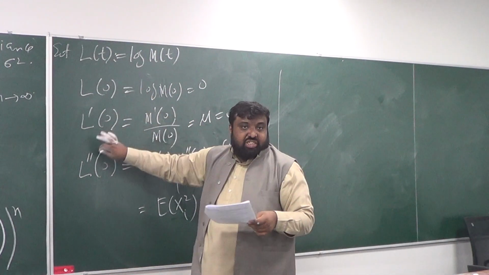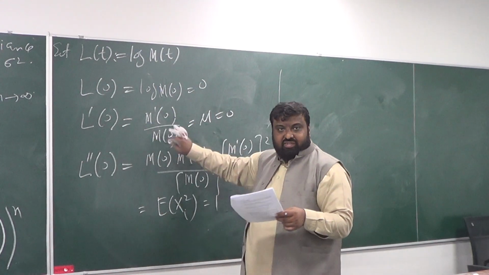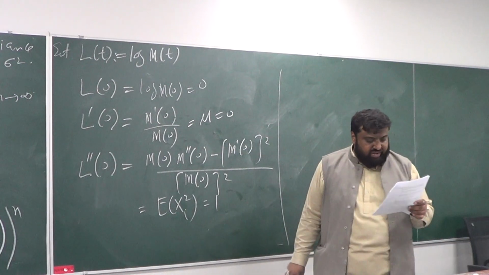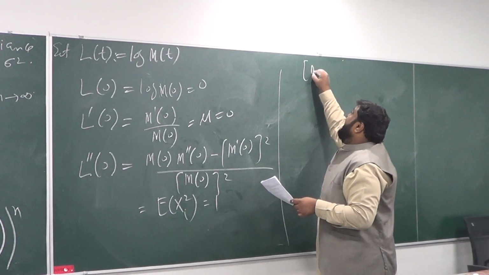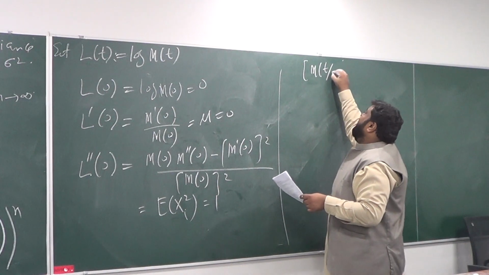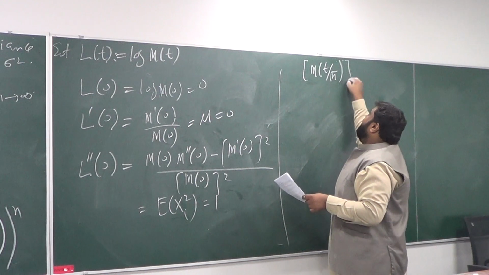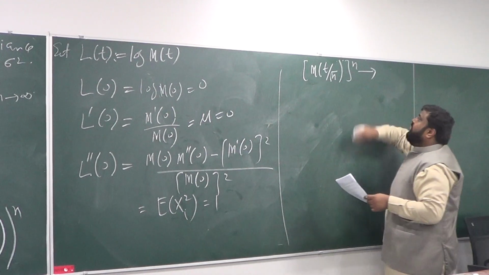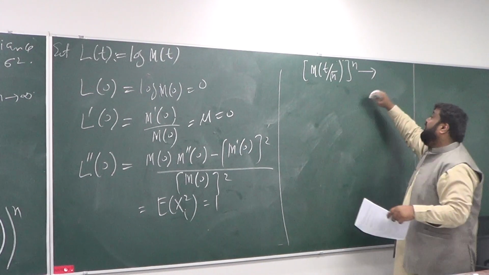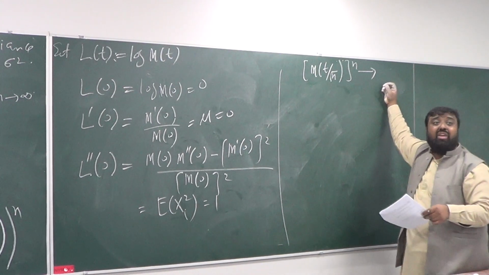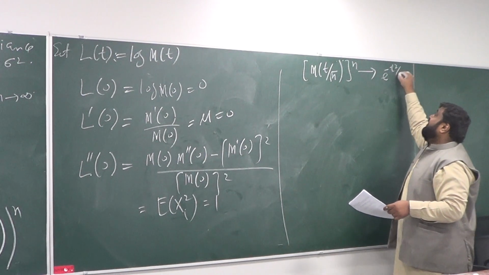So this piece of information would be helpful. Okay, so we already did something. So what I want to show now is that m of t over square root of n, raised to n, which is the moment generating function of the sum, converges toward the moment generating function of the standard normal distribution, which is e to the t squared by 2.